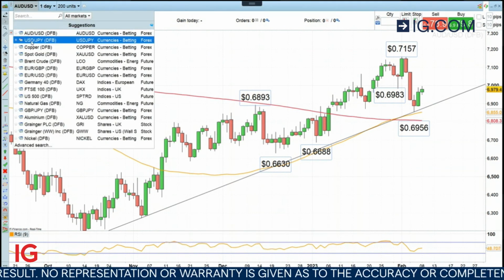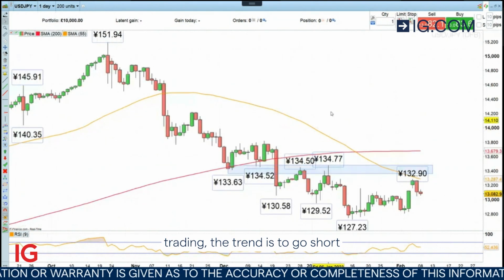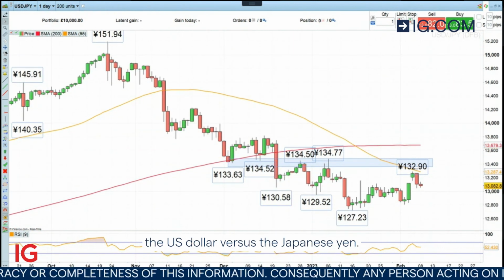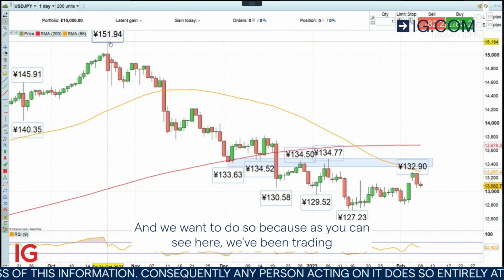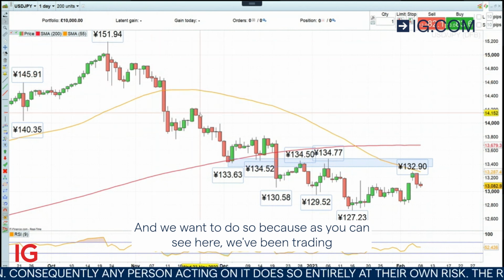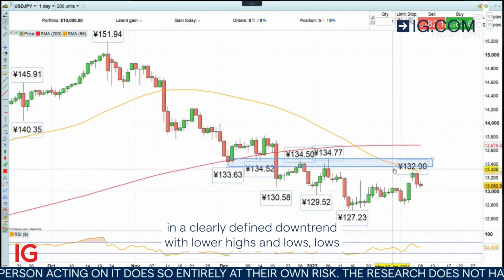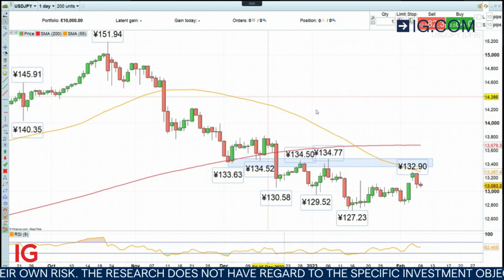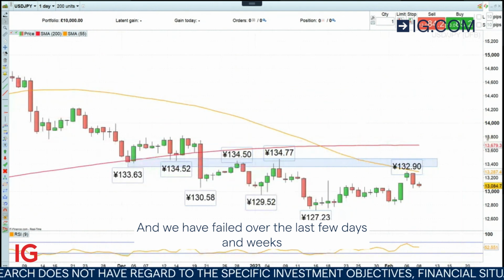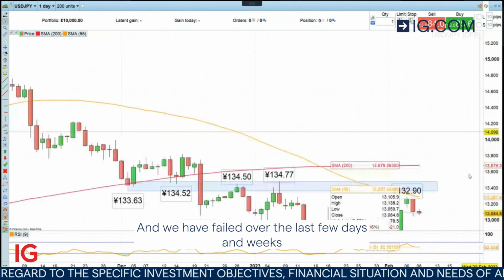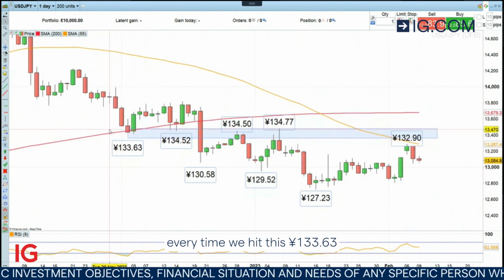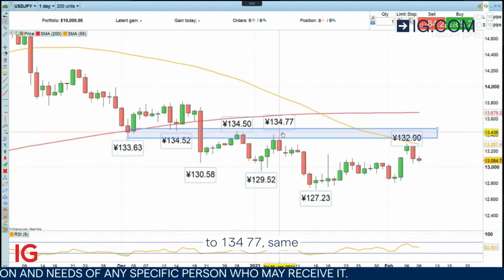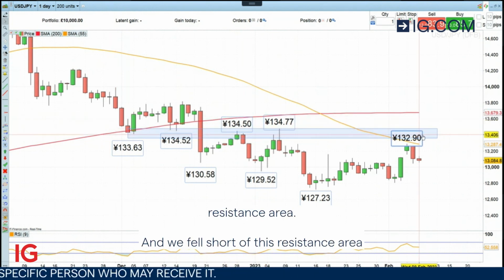Now, this week's Trading the Trend is to go short the US dollar versus the Japanese yen. And we want to do so because, as you can see here, we've been trading in a clearly defined downtrend with lower highs and lower lows since October of last year. And we have failed over the last few days and weeks every time we hit this 133 yen and 63 sen to 134.77 sen resistance area.